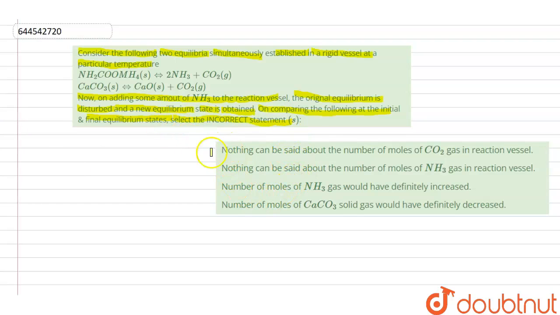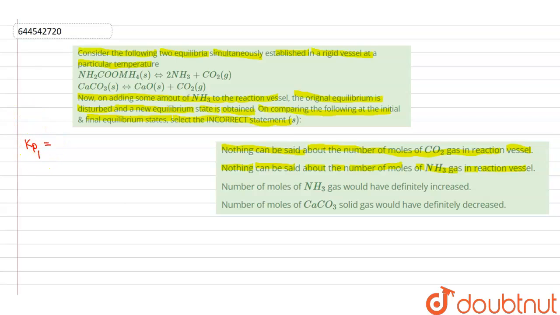On comparing the initial and final equilibrium states, select the incorrect statement. Let me read the statements. Nothing can be said about the number of moles of CO2 gas in reaction vessel. Next statement. Nothing can be said about the number of moles of NH3 gas in reaction vessel. Okay, let me first take care of these two options. So let me write the Kp or equilibrium constant pressure for the first reaction.